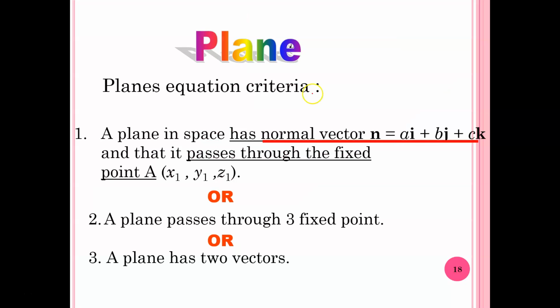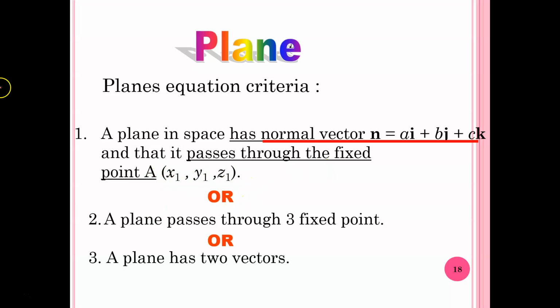Okay, let's see more about plane. Plane's equation criteria. Kita ada kriteria untuk plane, satah lah. A plane is defined by a normal vector, which is this one, AI plus BJ plus CK, and that passes through the fixed point A.